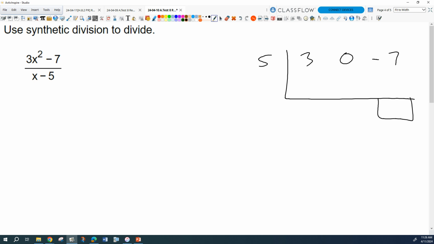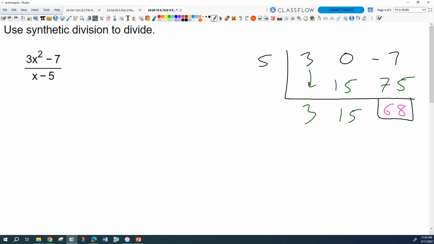And then I just do the process. What do I do first? You bring down the 3. Then 3 times 5 is 15. Plus 0 is 15. So what is that? 15 times 5 is 75. So I add those up and I get positive 68.